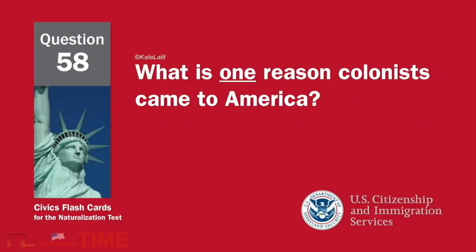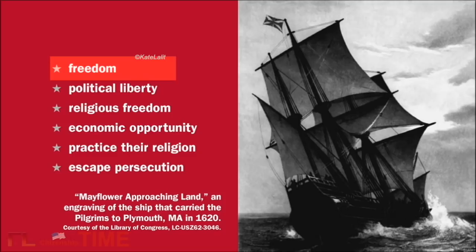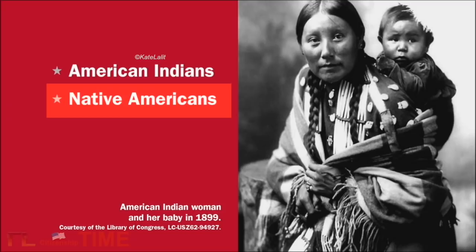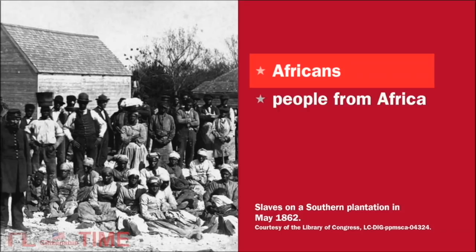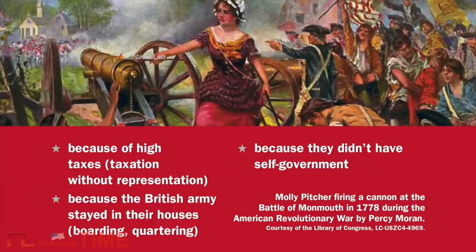What is one reason colonists came to America? Freedom. Who lived in America before the Europeans arrived? Native Americans. What group of people was taken to America and sold as slaves? Africans. Why did the colonists fight the British? Because of high taxes.